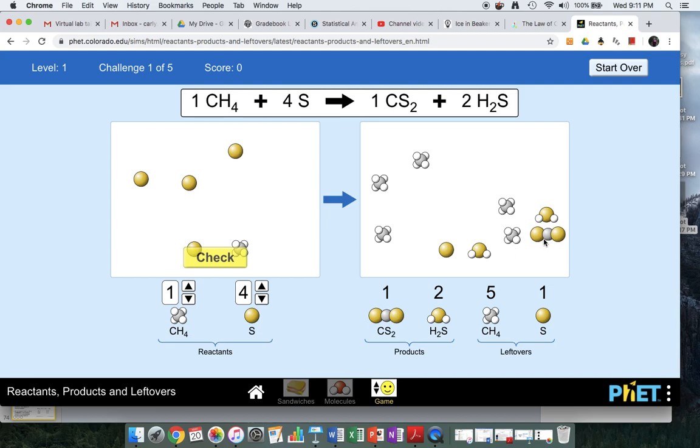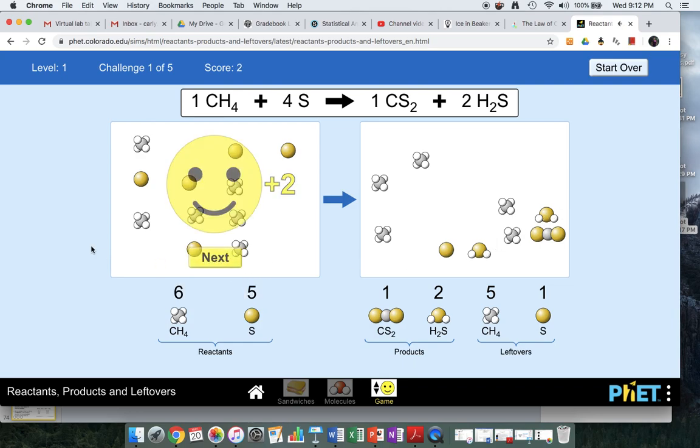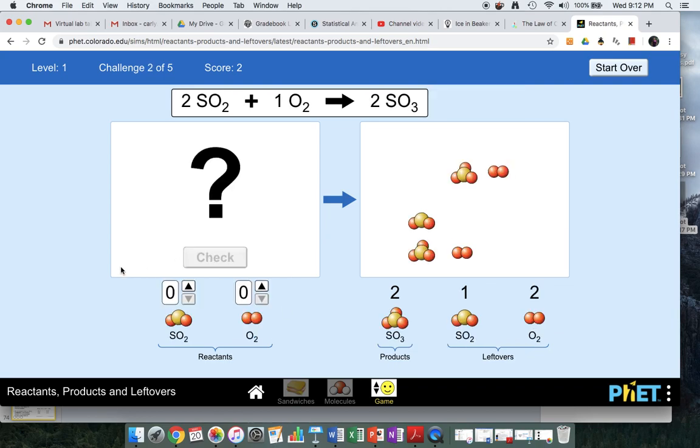But if I look here, I have other things too. I have 1, 2, 3, 4, 5 methanes. 1, 2, 3, 4, 5. Add extra methanes. I have 1 extra sulfur. And that's it. I click check. Hey, I got it right. And then you can get another question and try it again. It's a really good way to practice.